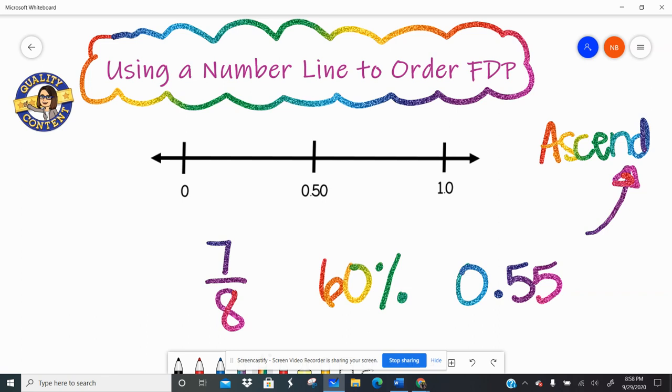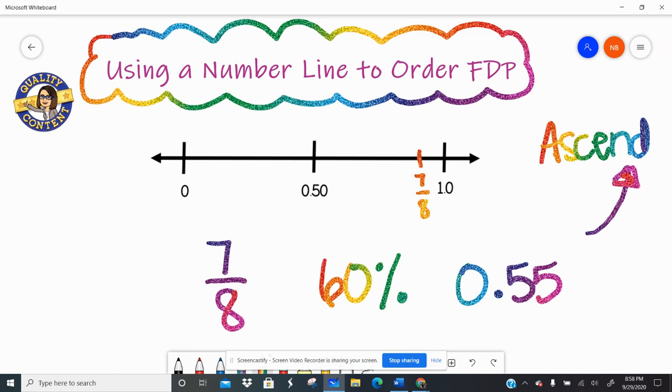Well, if I have 7/8 of a pizza, I'm a happy girl. I have a lot of pizza, which means I'm pretty close to one whole pizza. So I'm going to kind of put 7/8 super close to that one whole, right? I'm one slice away from having a whole pizza.